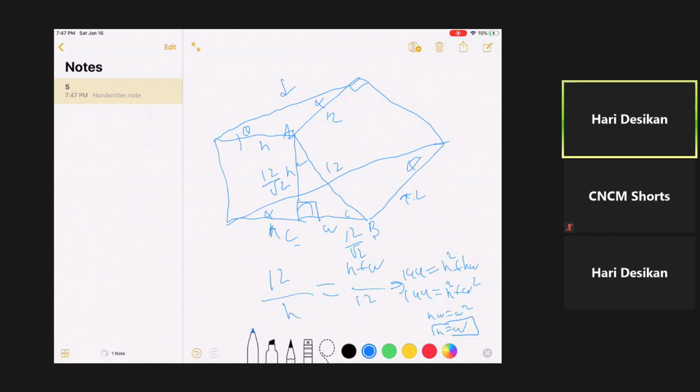And we're trying to find the perimeter. So this is just 12 over root 2 plus 12 over root 2 plus 12 equals, what is this? Well, this is 12 root 2 plus 12, which happens to be one of the answer choices.